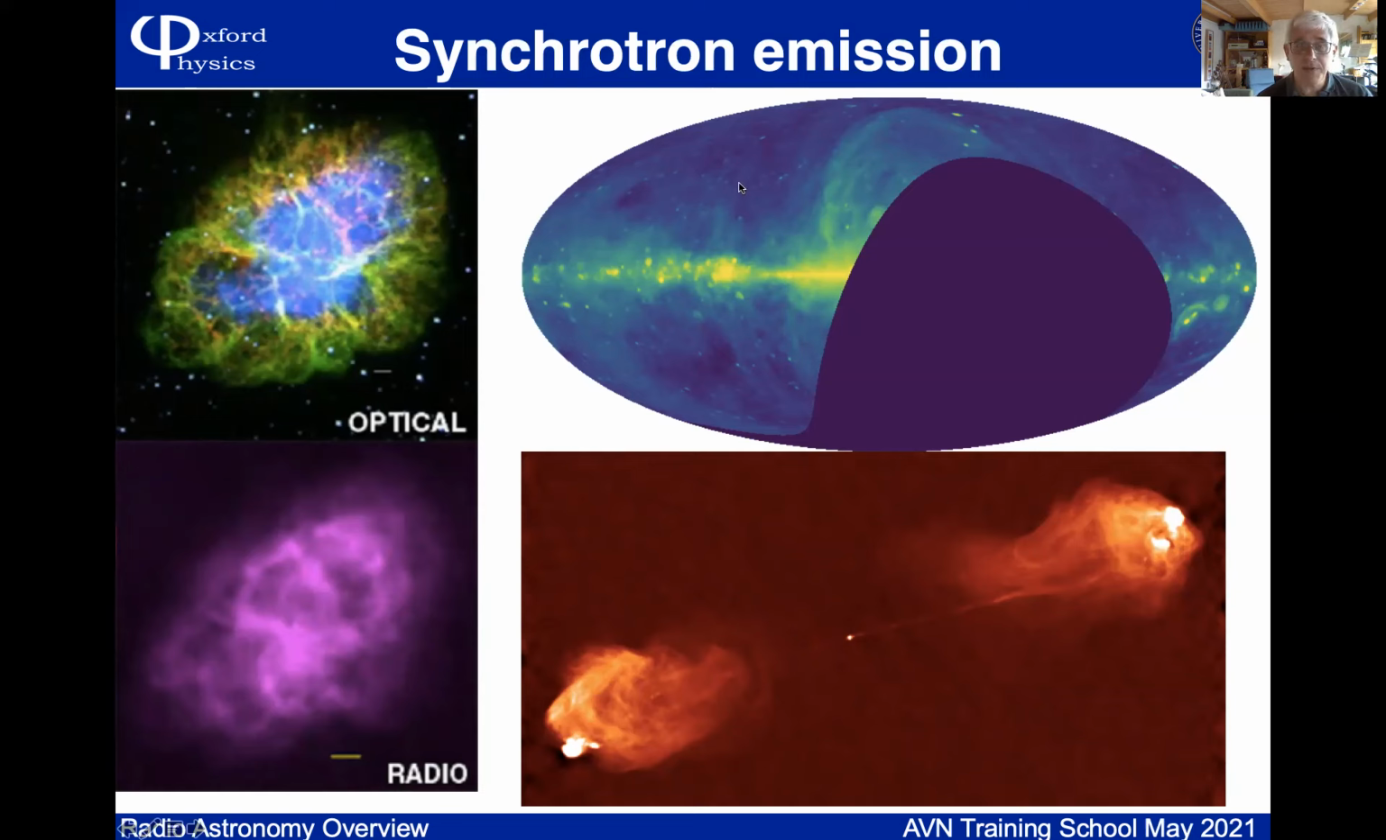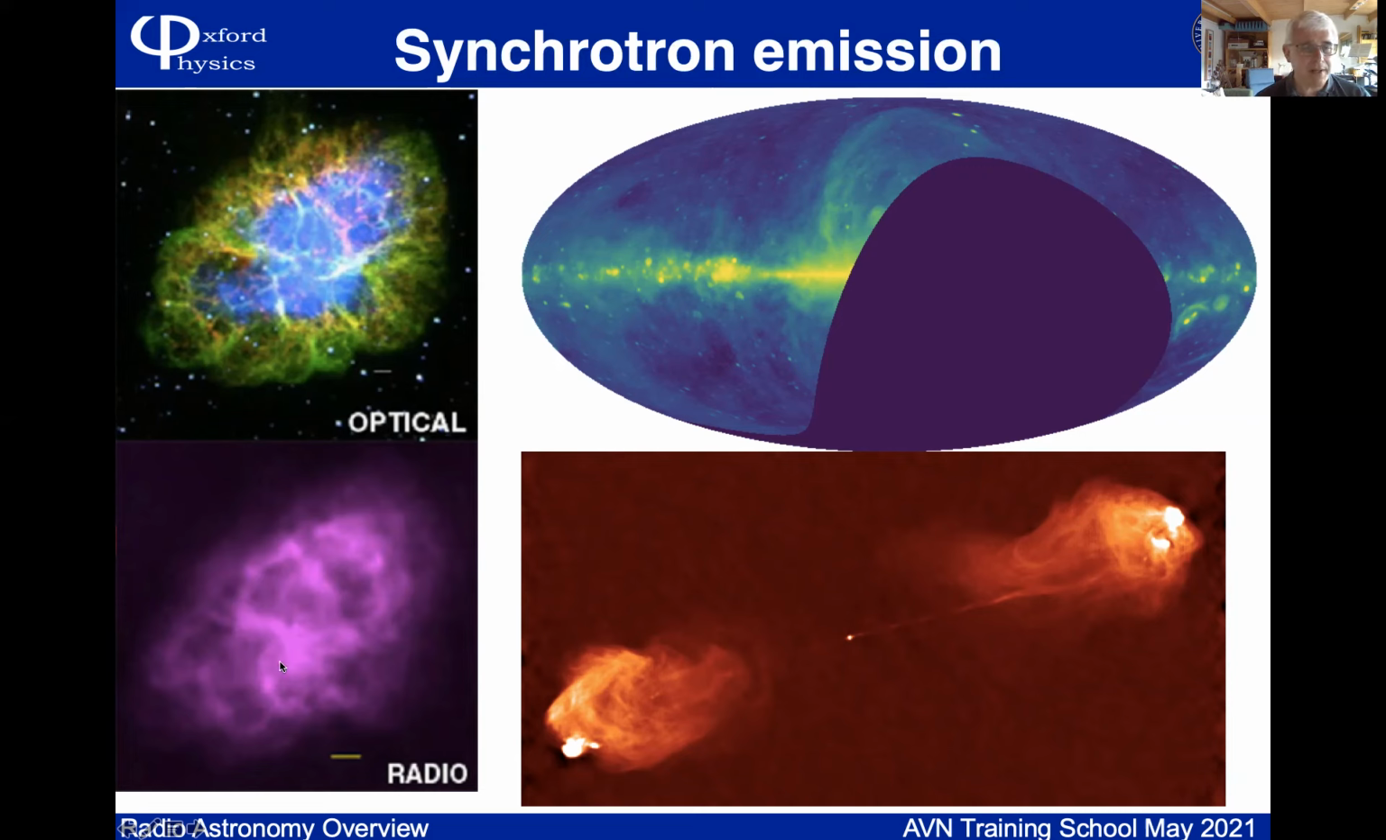We do also see synchrotron from our own galaxy. This is a map from one of our experiments in Oxford, CBASS, showing the northern sky at low resolution. And here you can see these big sweeping structures are synchrotron radiation from, well, this one's from a relatively nearby old supernova remnant. And you can actually see synchrotron radiation in the optical.